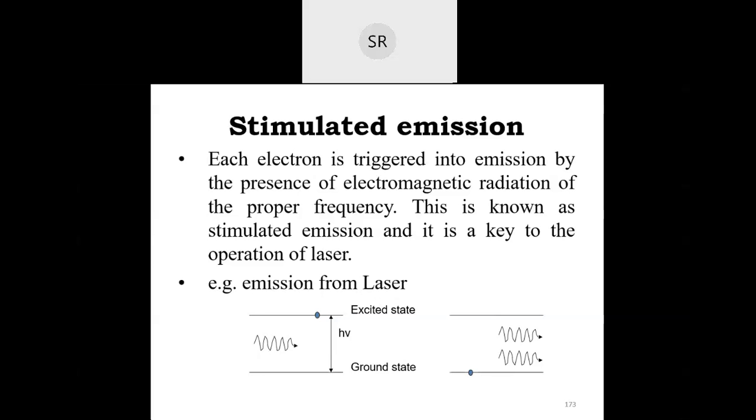Now, when we apply an external source to the device, the energy of the atom changes from the ground state to the higher excited state. Then in that case they emit the electron. So this is the factor we mention here. Each electron is triggered into emission by the presence of electromagnetic radiation of the proper frequency, and that is called stimulated emission.